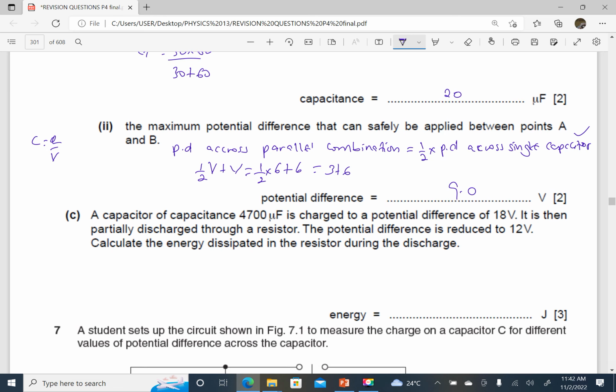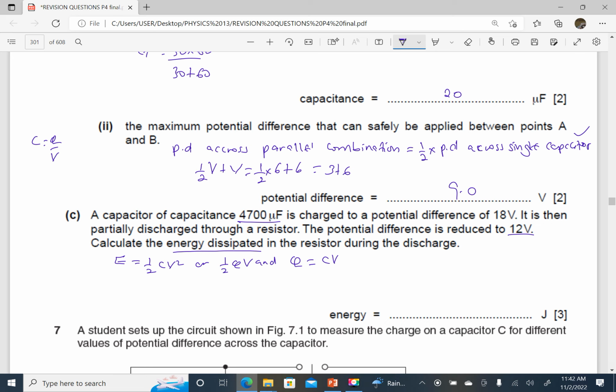A capacitor of capacitance 4700 microfarads is charged to a potential difference of 18 volts. It is then partially discharged through a resistor. The potential difference is reduced to 12 volts. Calculate the energy dissipated in the resistor during the discharge. So the energy is going to be a half CV squared, or you can use a half QV, where Q is CV. But since they have given us V and C, I will use a half CV squared directly.